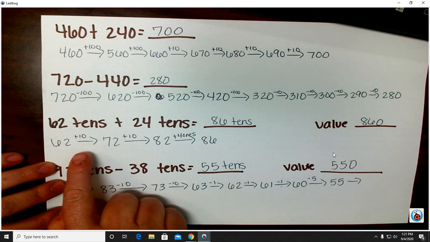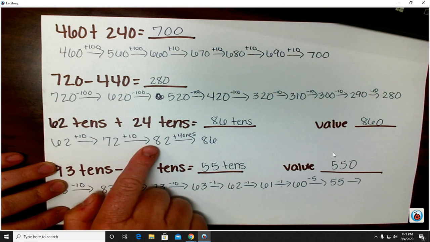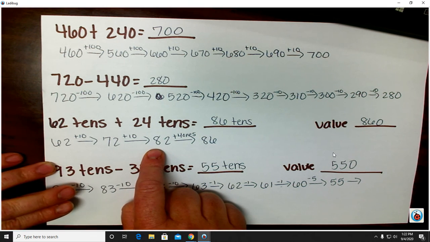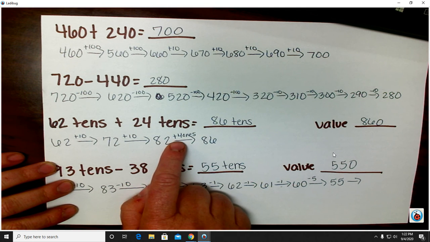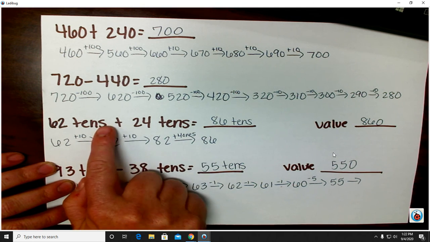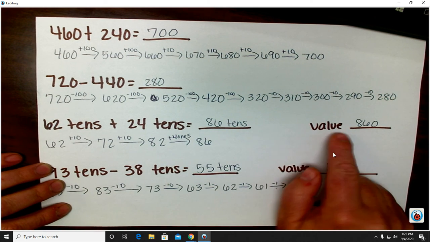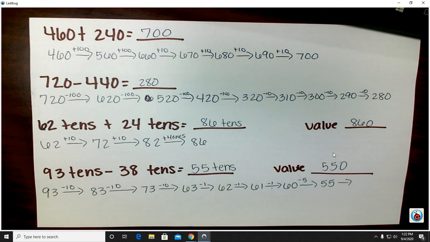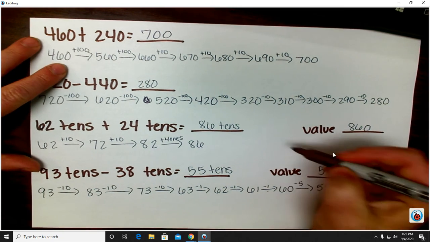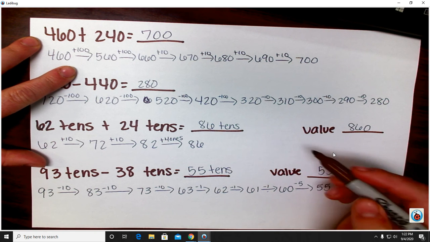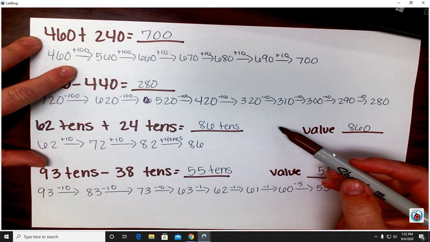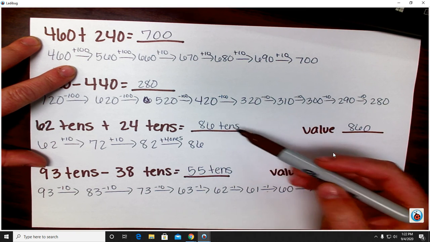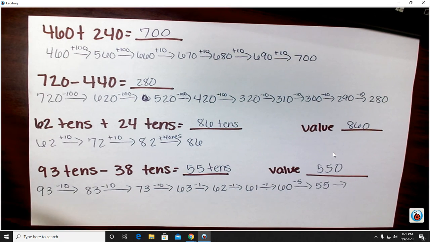Then I did 62 plus 24 tens. So I did 72 and 82, but that's not just the answer. I had to add 4 ones, but 86 isn't just our answer, it's tens, 86 tens. So the value of 86 would be 860. And if you needed to, you could have drawn out your place value chart and made 86 tens into your place value chart and then moved each 10 over to the hundreds.